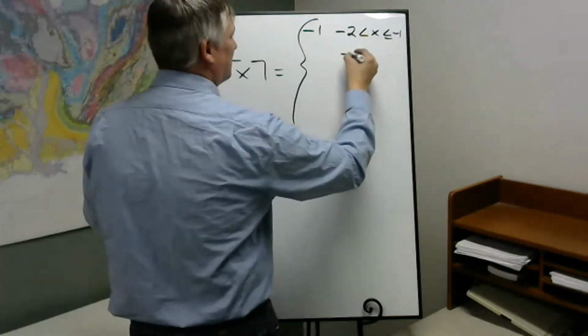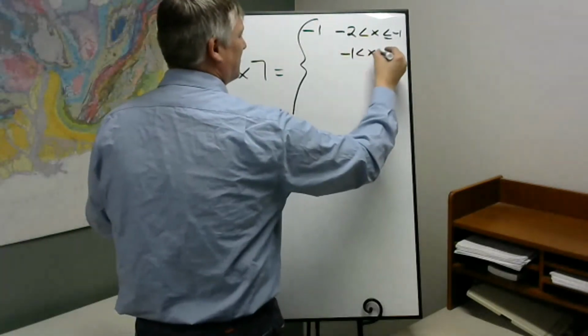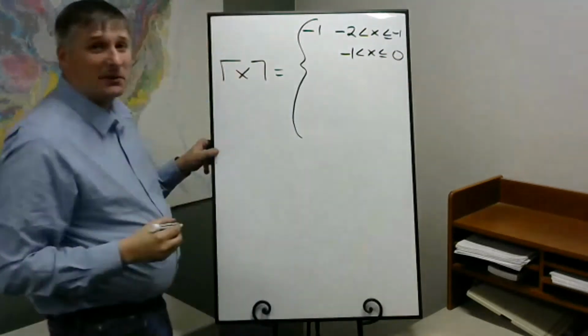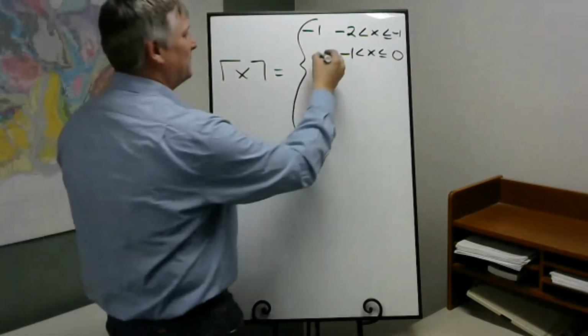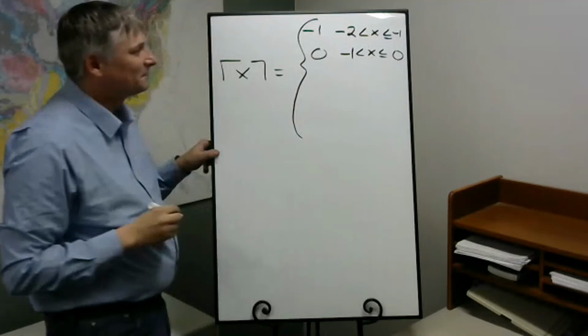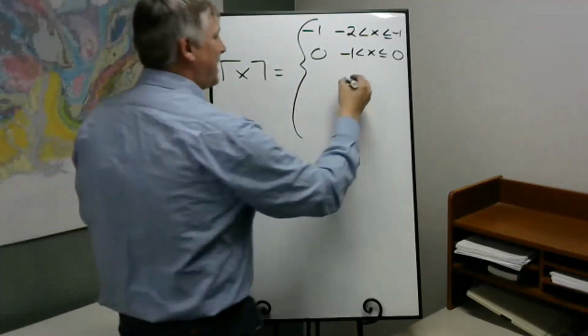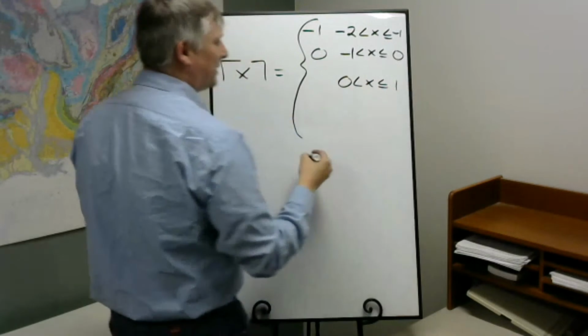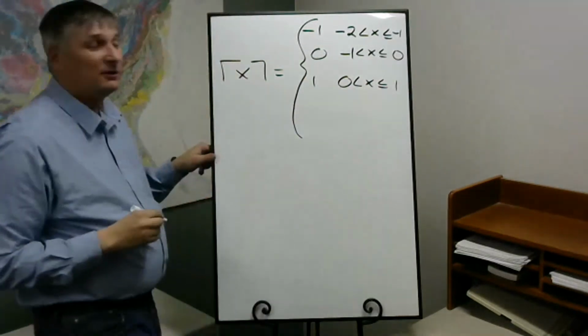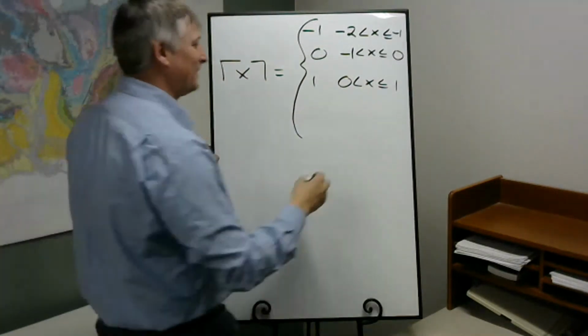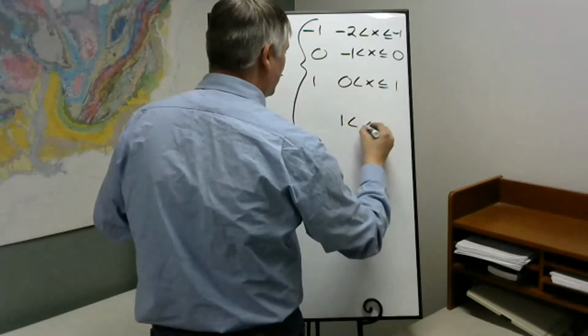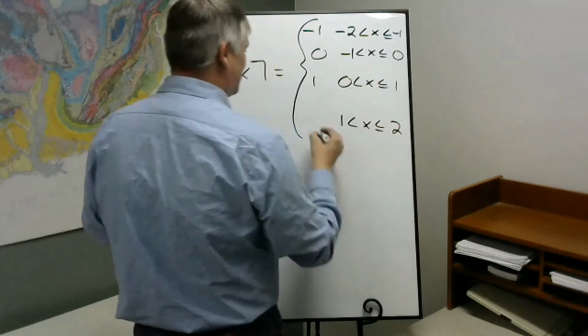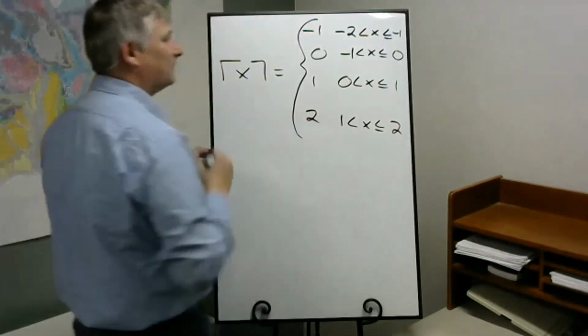And then if you go from not equal to -1, but to 0, so this will give you 0. And if you have not equal to 0, but 1, you're going to get 1. And if you have not equal to 1, but up to 2, you're going to get 2.